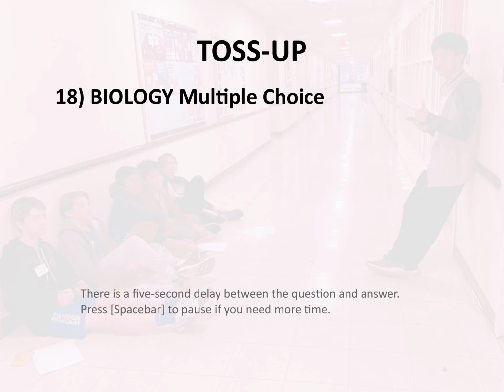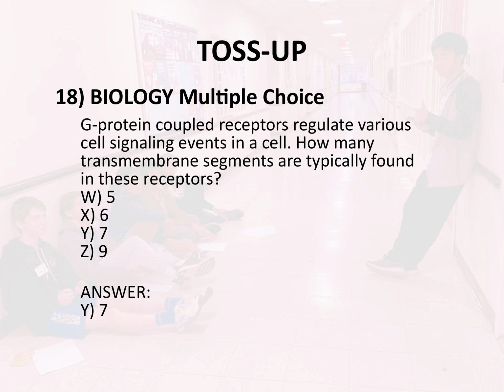Toss-up 18. Biology. Multiple choice. G-protein coupled receptors regulate various cell signaling events in a cell. How many transmembrane segments are typically found in these receptors? W. 5. X. 6. Y. 7. Z. 9. Answer: Y. 7.